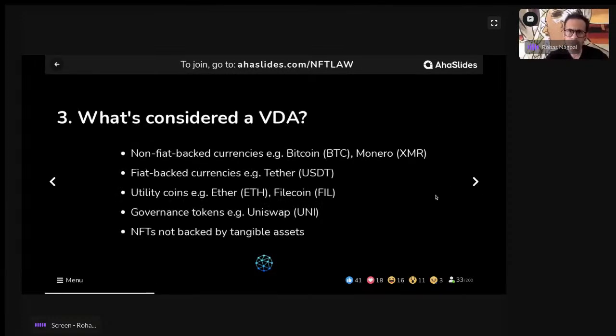To make it simple, let's break it down. So when we talk about what is considered as a VDA, first is non-fiat backed currencies. So when we talk about a cryptocurrency like Bitcoin or a privacy coin like Monero, they are not backed by any dollar, yen, euro, nothing. They are not backed by a fiat currency. So they directly come under the definition of VDA.